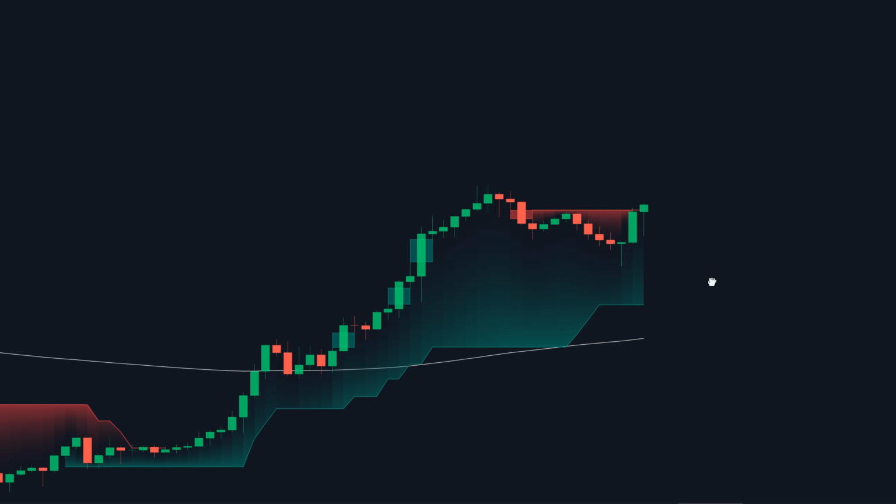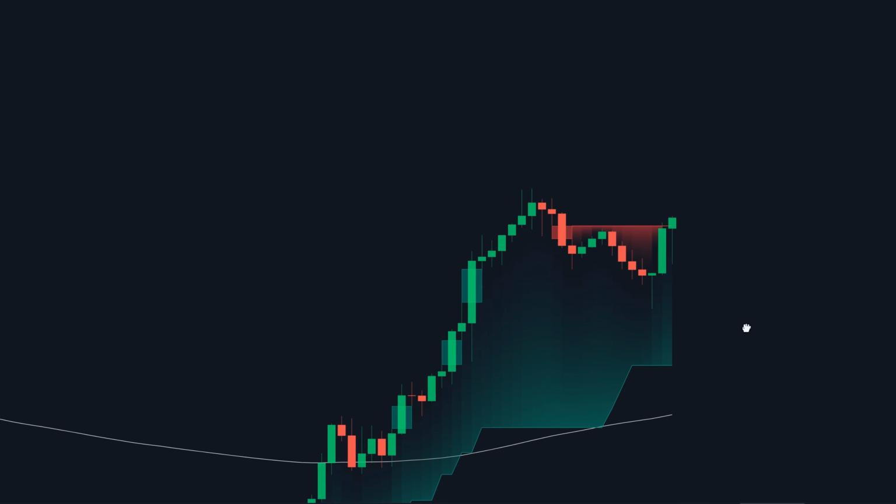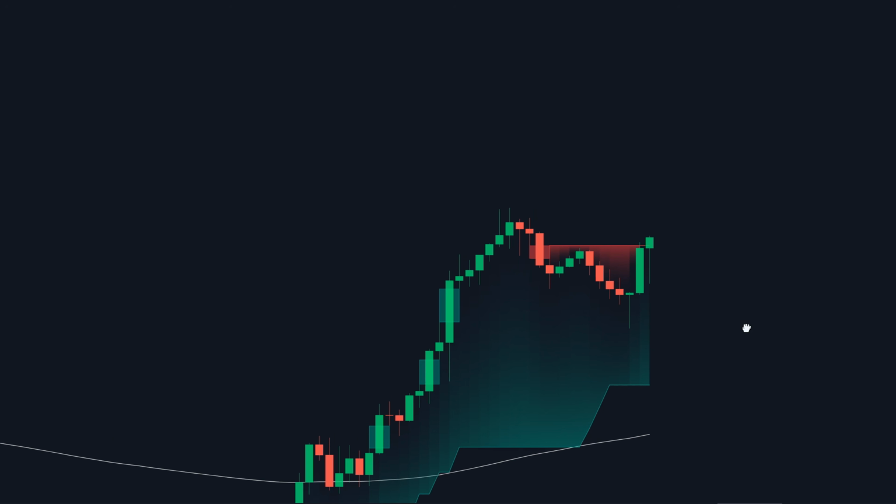Now, the last condition is to identify a pullback that's happening within this bullish trend. Now, how do we identify a market pullback? Well, we're going to be using the FVG Positioning Average indicator. We basically need a red bearish average cloud like this to be formed. This indicates that there is a single bearish FVG pattern that's causing the price to pull back down.